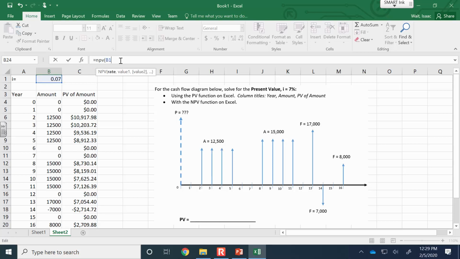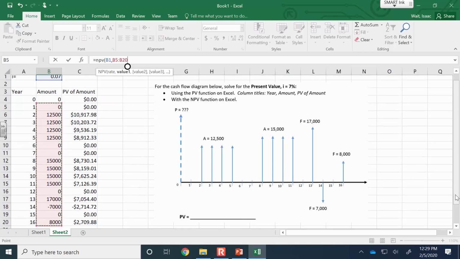So rate, and now a comma, and now it's asking for a list of values. So I'm just going to start clicking here at the top and scroll down through the list. Okay, now look at the range that I've selected. Did I miss an amount?